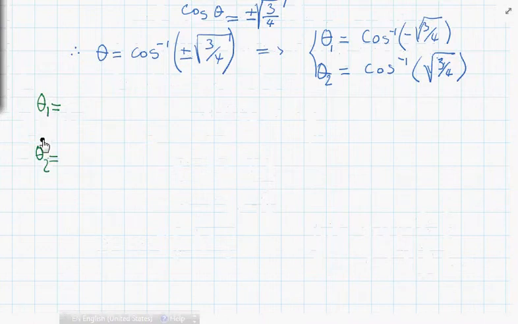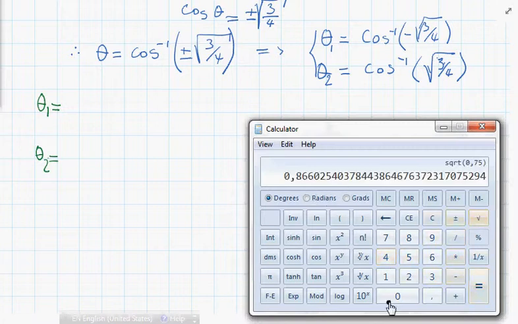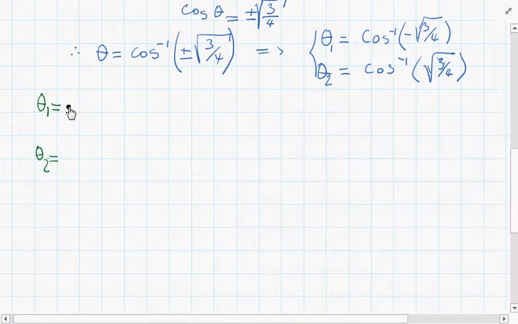So we have our angle written here. We're going to use the calculator to find it. Okay, so let's go ahead. We have here the square root of 3/4. Sorry, again, 3 divided by 4 equals, then the square root of it gives us this one here. We can put a minus in front of it, and then use the inverse cosine. It gives us 150. So theta 1 will be equal to 150 degrees.